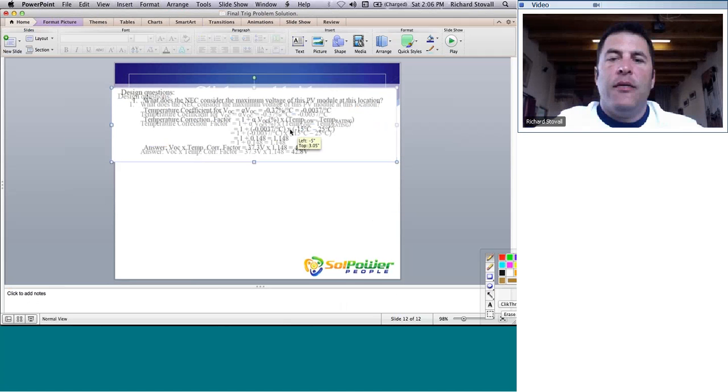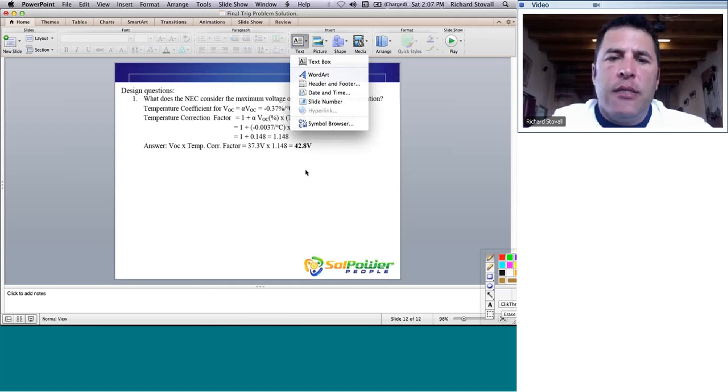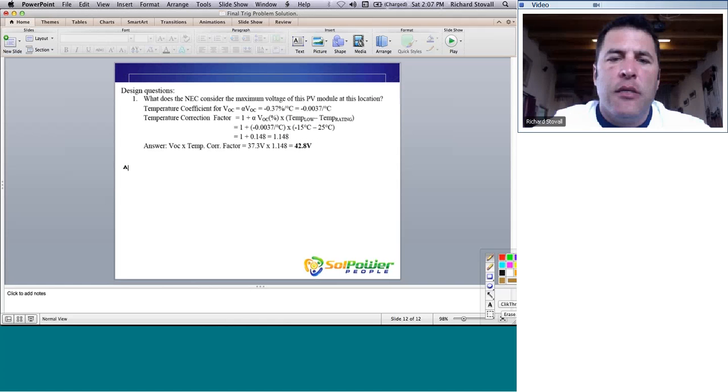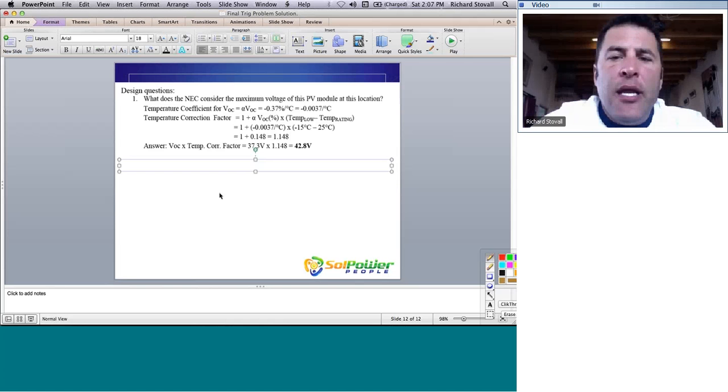Okay, so this is the method that Jim Dunlop has given. I'm going to show you another one. Okay, so we know that there's a 0.37% per degree Celsius temperature change. Okay, and that value is against the VOC of the module.